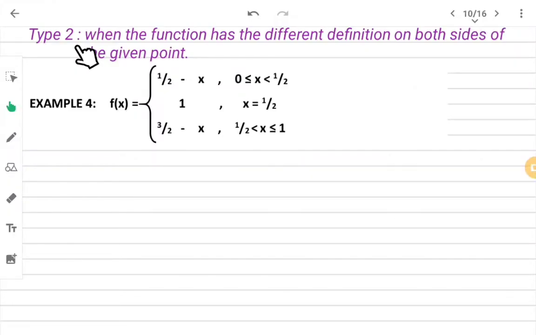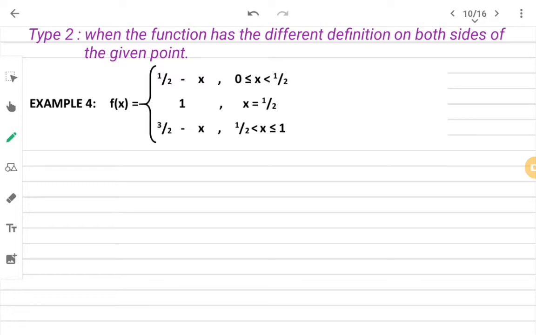Now type 2. Here you can see the function has a different definition, that is, a different function for the left hand side as well as for the right hand side on both sides of the given point. That means a separate equation is given for the left hand side as well as for the right hand side. In this we have to think which equation is for the left hand side and which is for the right hand side.